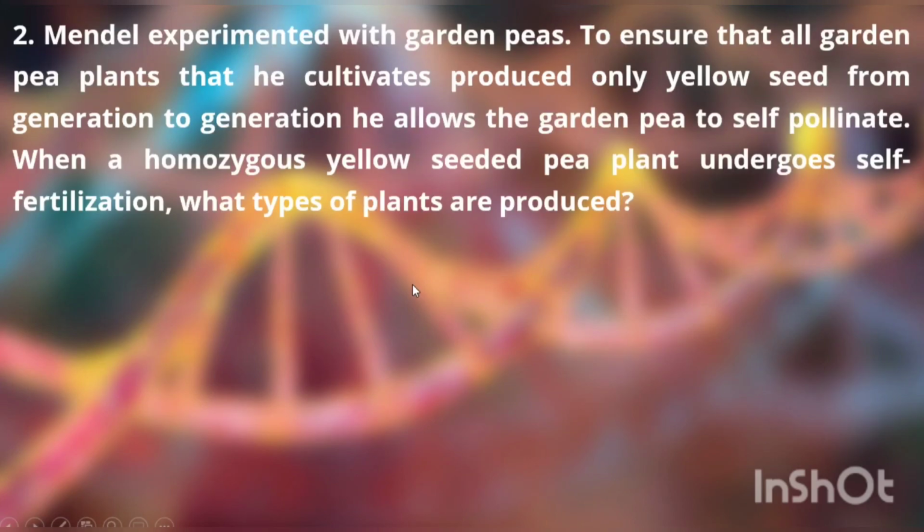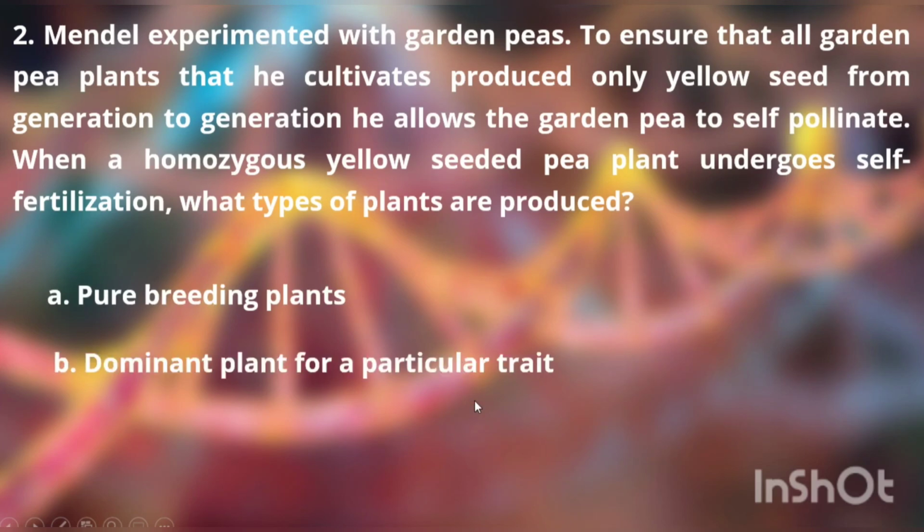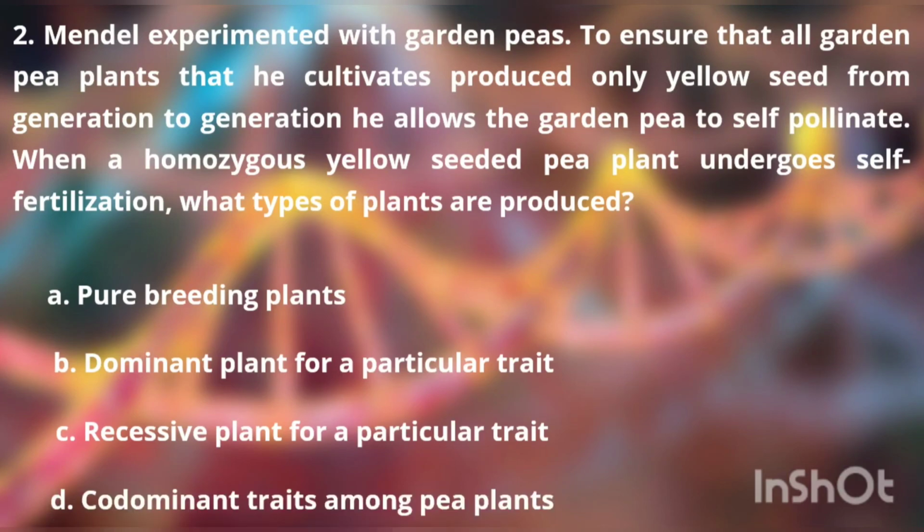Number 2. Mendel experimented with garden peas. To ensure that all garden pea plants that he cultivates produce only yellow seed from generation to generation, he allows the garden pea to self-pollinate. When a homozygous yellow-seeded pea plant undergoes self-fertilization or self-pollination, what types of plants are produced? A. Pure breeding plants, B. Dominant plant for a particular trait, C. Recessive plant for a particular trait, D. Co-dominant traits among pea plants.